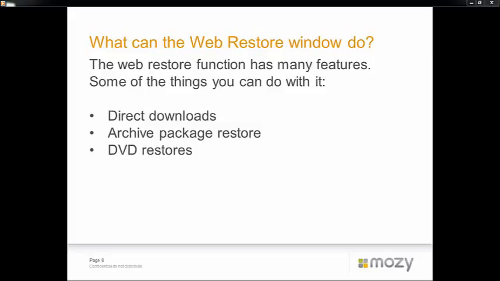So what can the web restore window do? The web restore is the second function we're going to talk about today. It has many features. What you can do from the web restore window is create direct downloads of small files or groups of files. It's similar to streaming the file down, or like when you open an attachment within an email you've received, it downloads directly to your machine straight away.